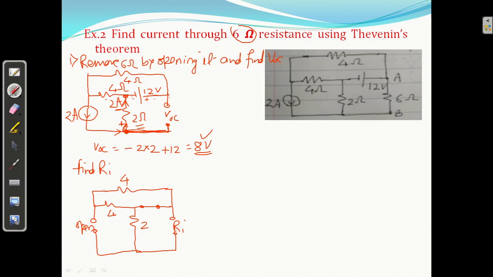This is 4. This is 4. This is shorted, this is 2 ohm. What is the RI? How will you do it? So you can say here, अगर नहीं समझ में आ रहा है तो RI कैसे निकालेंगे? This is the RI between A, this is B, this is B. We have to find the resistance between A and B. Let us say this is C, this is D. Okay. Now, what about D?